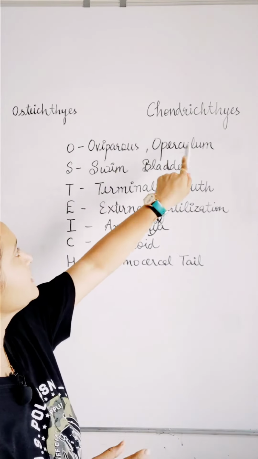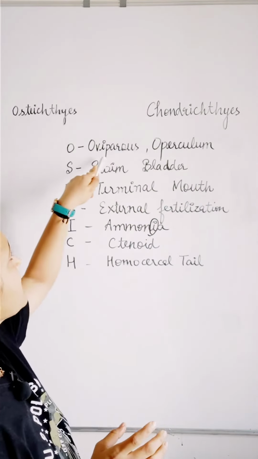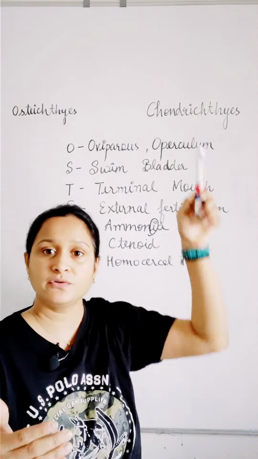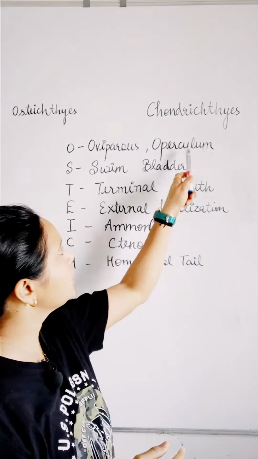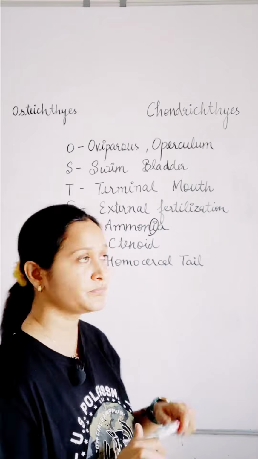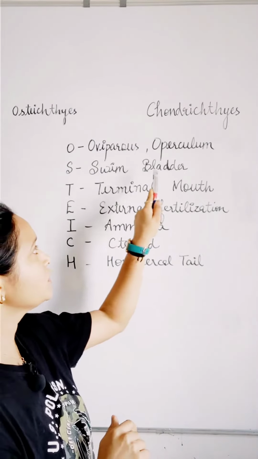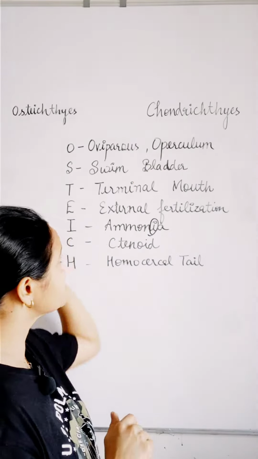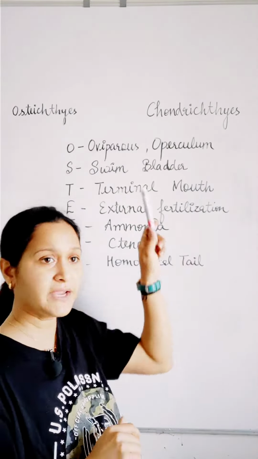O for oviparous and operculum. So oviparous animals are present in the Osteichthyes class, means which lay eggs. Operculum is the membranous structure which is present over the gill slits. As for swim bladder, it is present in Osteichthyes class. So these all are the characteristics of Osteichthyes only, right?